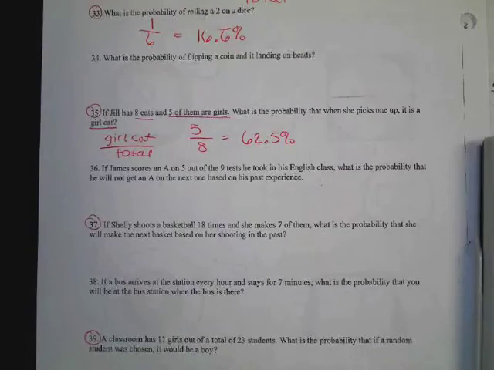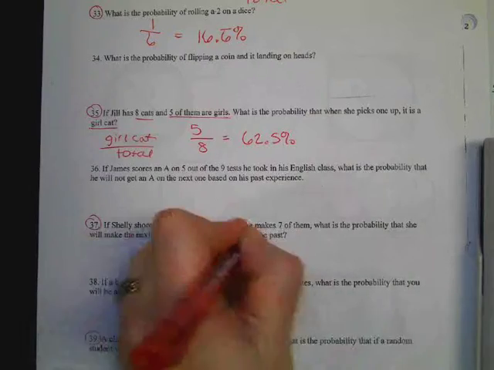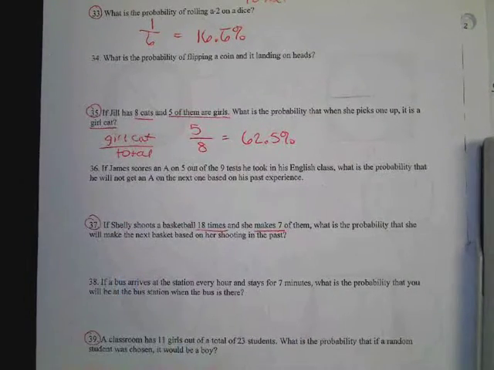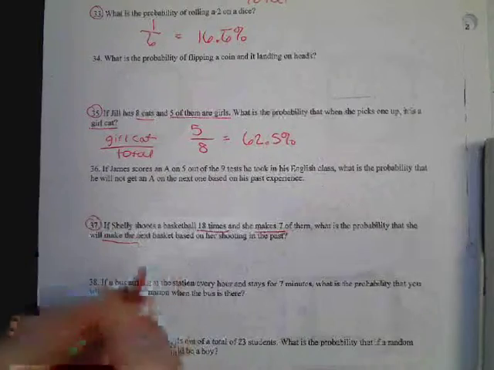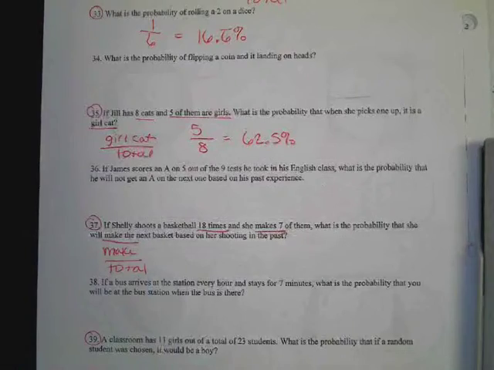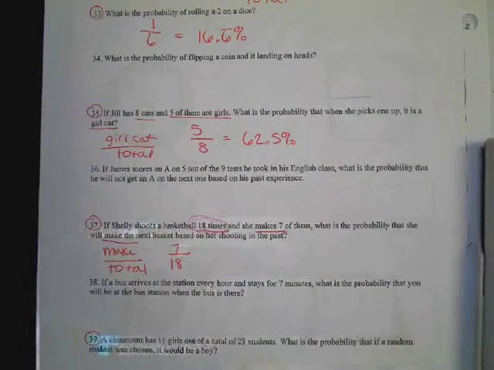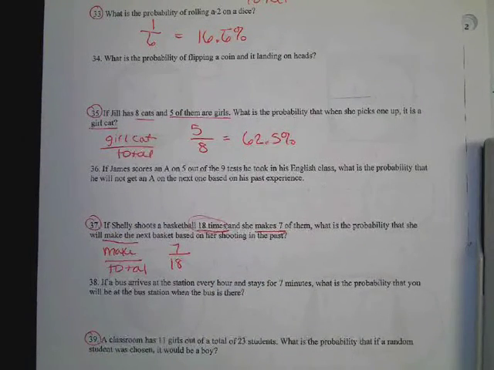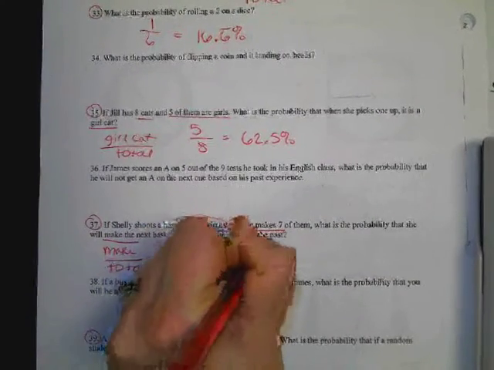Number 37, if Shelly shoots a basketball 18 times and she makes 7 of them, so I'm underlining 18 times, I'm underlining make 7, what is the probability that she will make the next basket? So we want probability of making over the total. So what I want is making a basket. Well, she makes 7 of them out of 18 times she's shooting, so the total would be 18. So then 7 out of 18 turned into a percent would be 38.8 repeating percent.